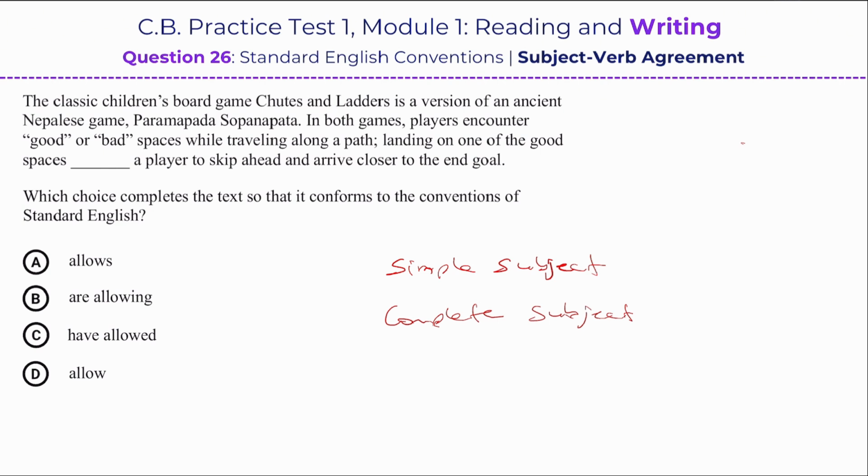So the complete subject of the sentence, you guys, is, so notice here in the sentence, players encounter good or bad spaces while traveling along a path. I observe a punctuation here, the semicolon. I know that a semicolon's job is to separate two independent clauses: independent clause 1, semicolon, independent clause number 2. So I know this underlined blank is part of independent clause 2, so I'm looking for the subject in the second independent clause.